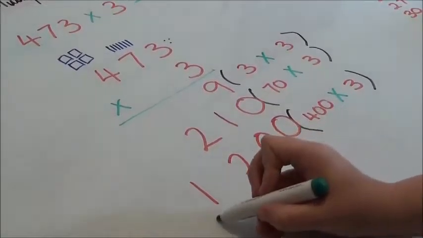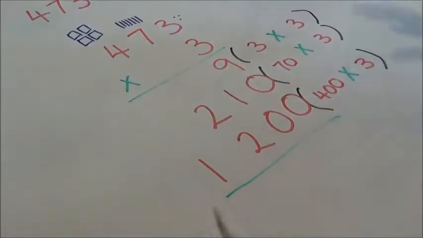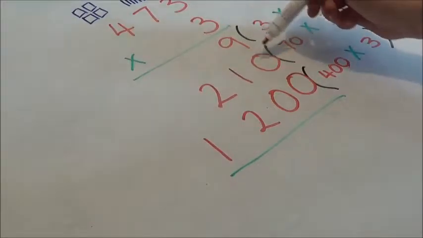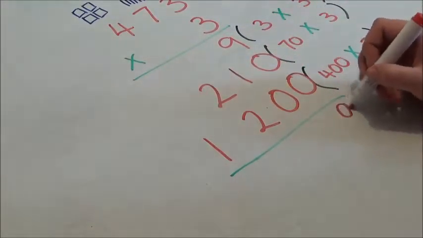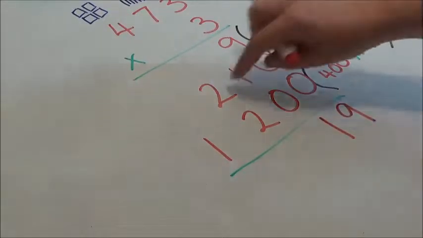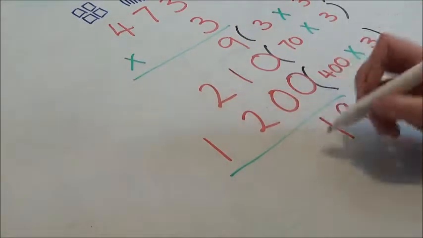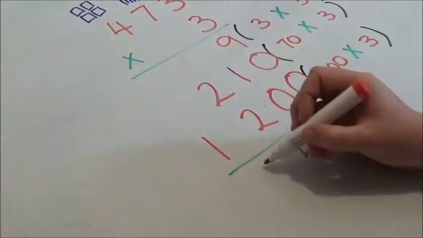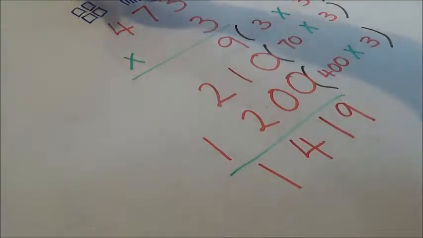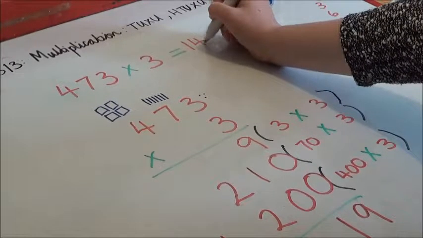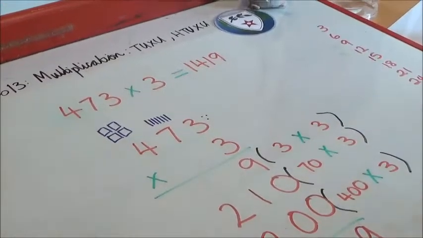Now that I've done all my multiplication, I need to add them back together again because I'd split them apart when I was partitioning. 9 add 0 is 9. 210 add no tens is 210. 200s add 200s is 400s. And 1,000 and no thousand is 1,000. So 473 times 3 is the same as 1,419.